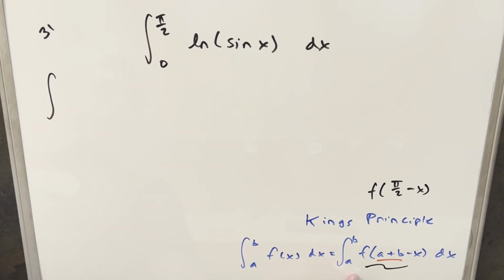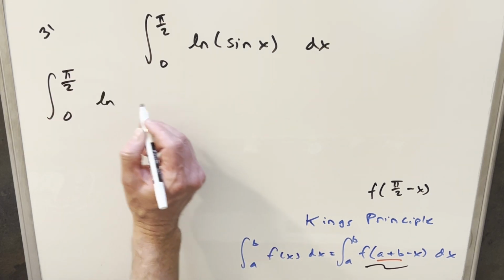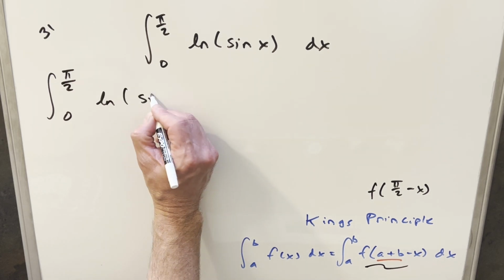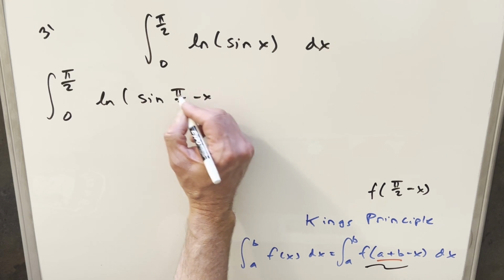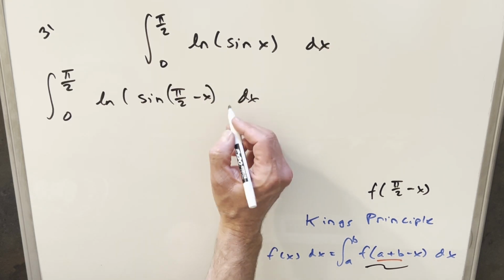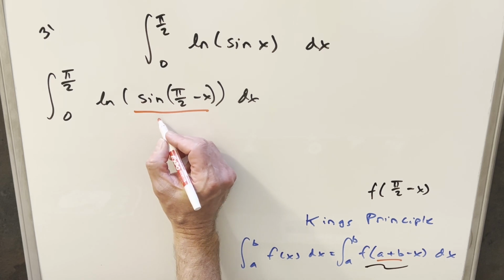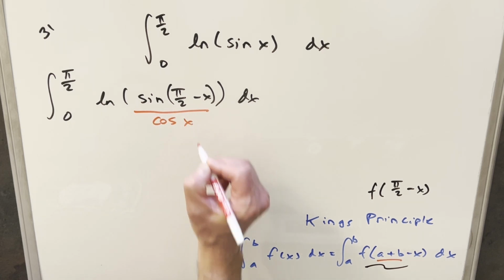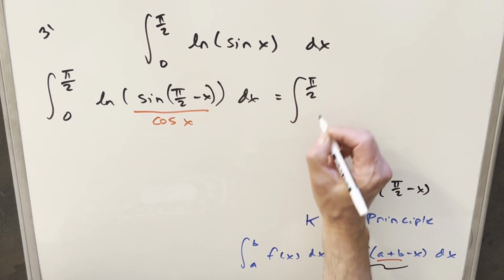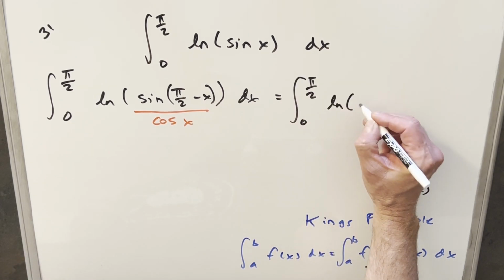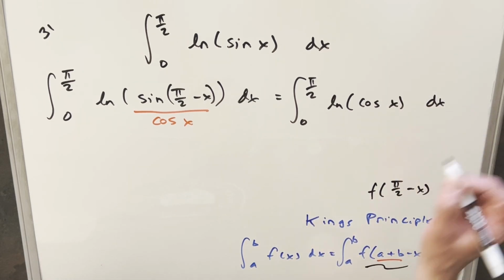When we do this, our bounds stay the same, so this is going from 0 to pi over 2. Then we're going to have natural log, and inputting into the sine, we have pi over 2 minus x. We end up with sine of pi over 2 minus x dx. But on sine of pi over 2 minus x, the complementary angle formula tells us this is the same thing as cosine of x. So we can do a quick rewrite, and this is kind of interesting: instead of sine x, now we have natural log of cosine x dx.